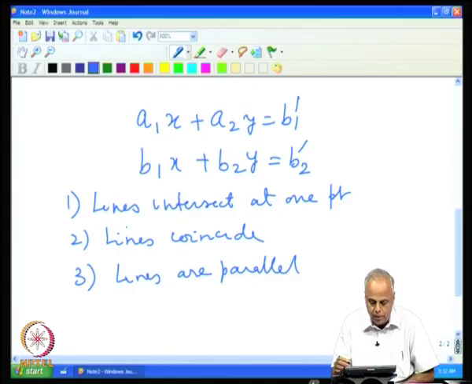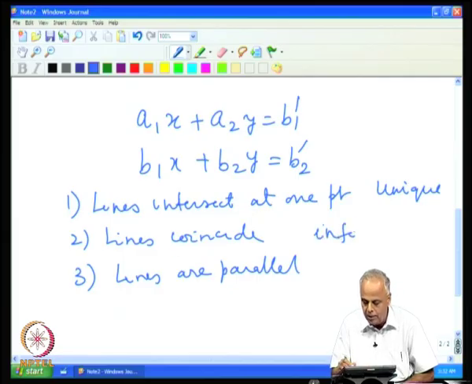In case 1, when the lines intersect at one point, there is a unique solution for the system given by the coordinates of the point of intersection. When the lines coincide, there are an infinite number of solutions for the system, because every point represents a solution of the system. When the lines are parallel, they do not meet, and therefore there is no solution for the system.